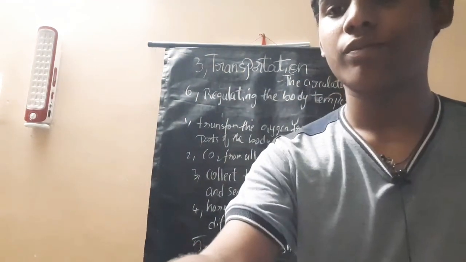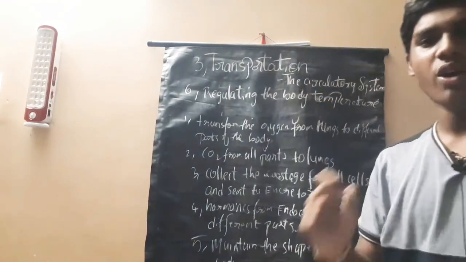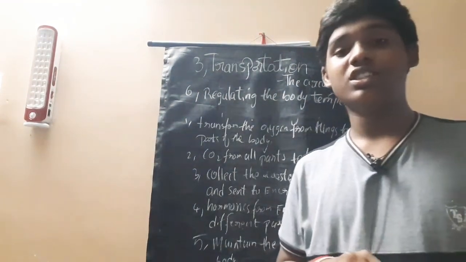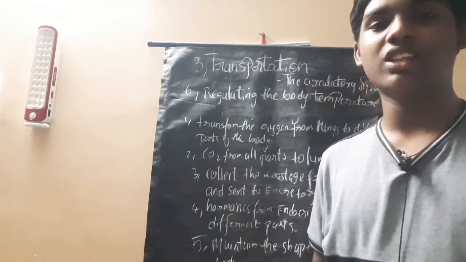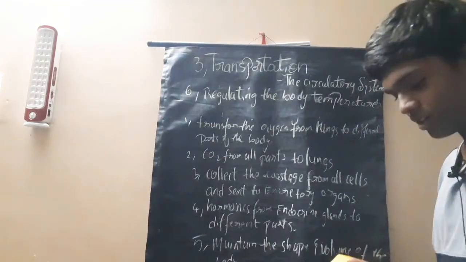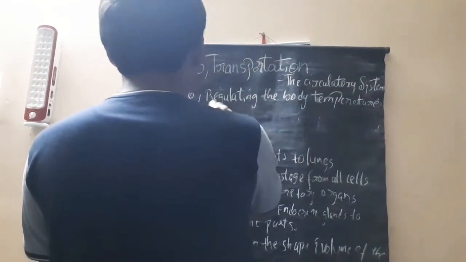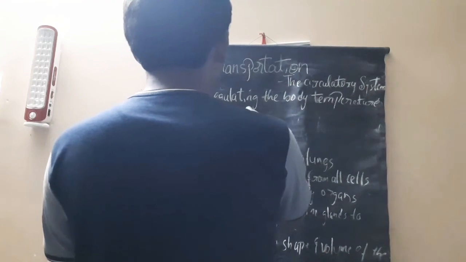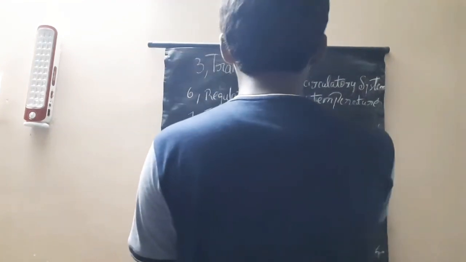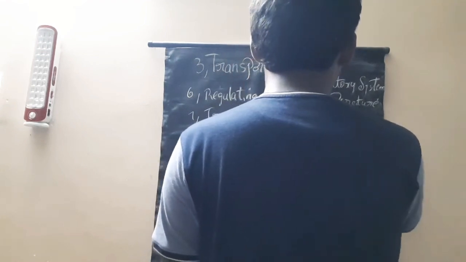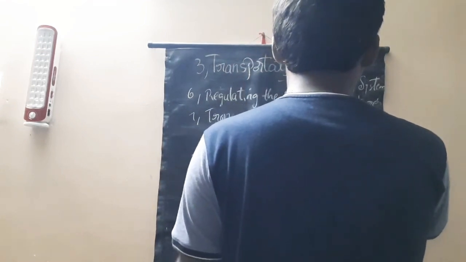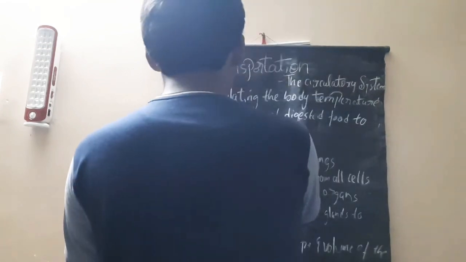Now, the seventh point and the main point: the transport system is helpful to transport digested food to all the cells and the tissues. This is a very important point. This also came in the digestive system actually. Transport of digested food to cells and tissues.